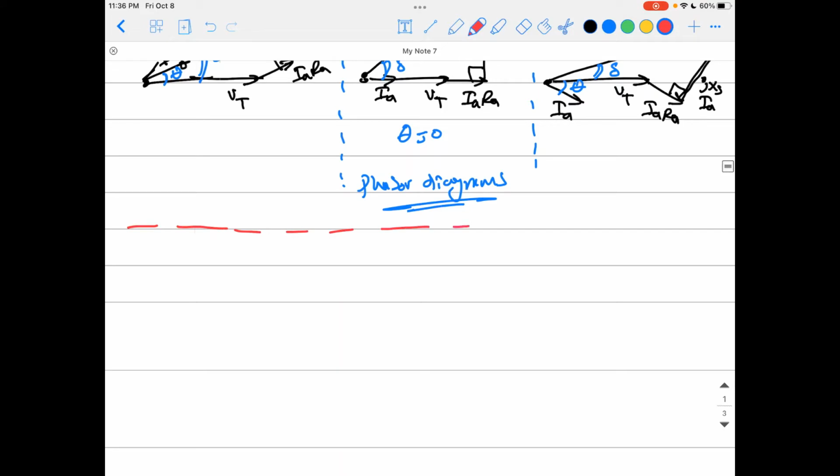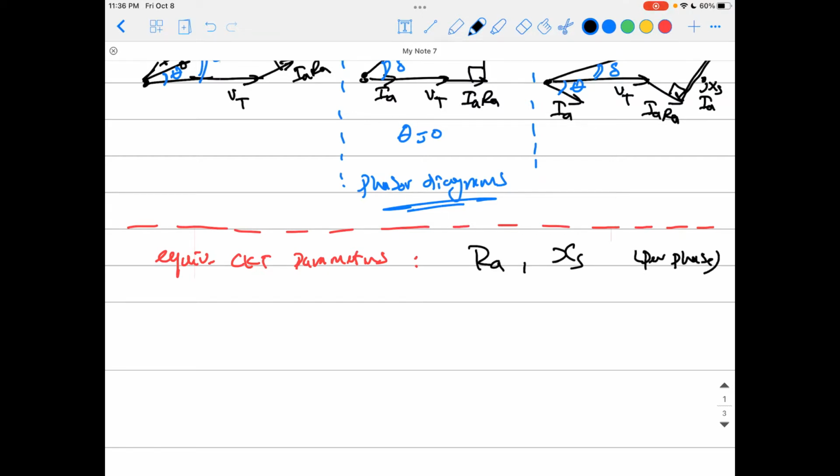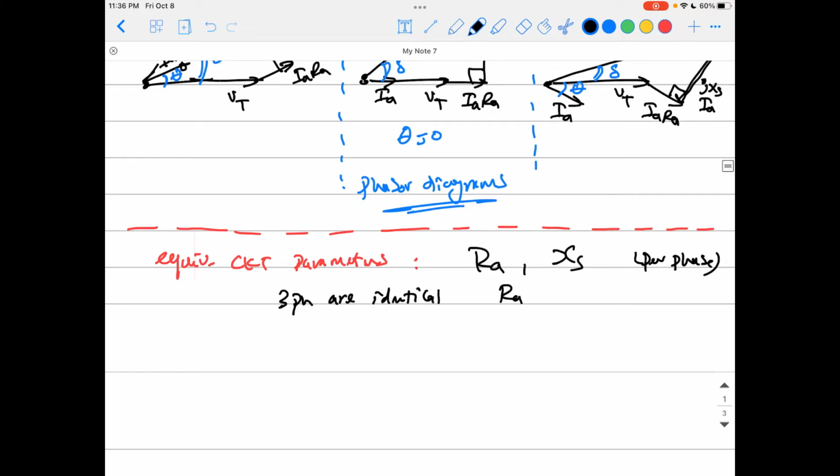So if I ask you what to do if you want to find the equivalent circuit parameters, those equivalent circuit parameters here are RA, the armature resistance per phase, and XS, the synchronous reactance, also per phase. Okay, so those are the per phase ones. And because again the three phases are identical, those resistances for all phases will be equal. So RA for phase A will equal R armature for phase B, which will equal R armature for phase C, and it will also be the same thing for XS.